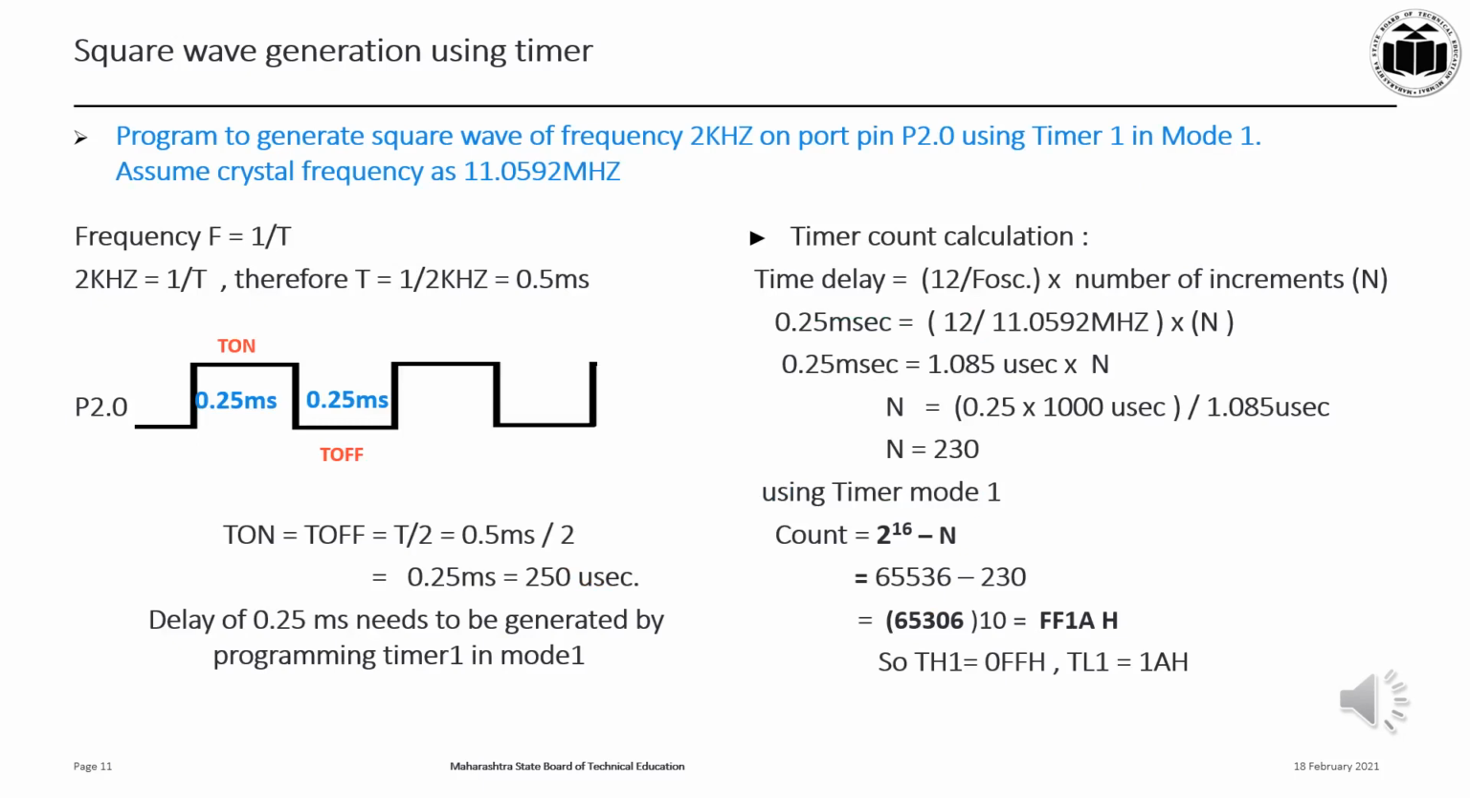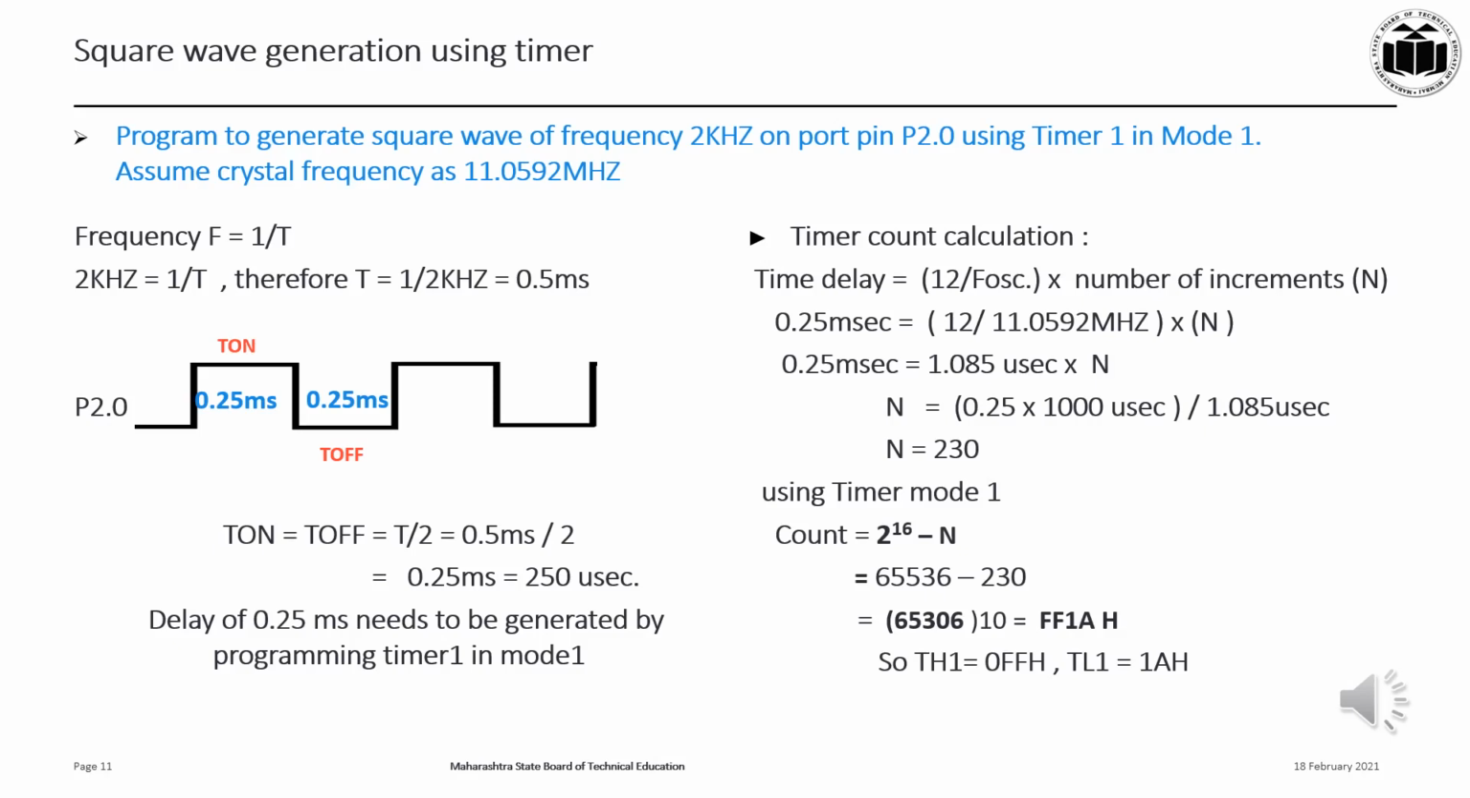Let us develop an assembly language program to generate a square wave of frequency 2 kHz on port pin P2.0 using timer 1 in mode 1. Let us also assume that the crystal frequency is 11.0592 MHz. As the frequency of the square wave is 2 kHz, its time period T is 1 upon 2 kHz, which is 0.5 milliseconds or 500 microseconds.